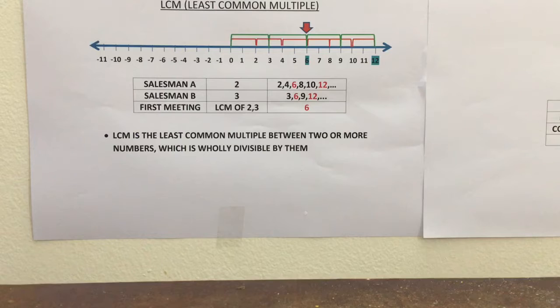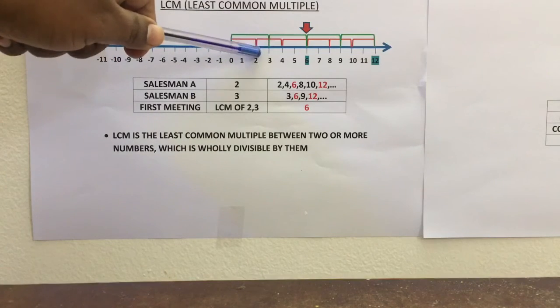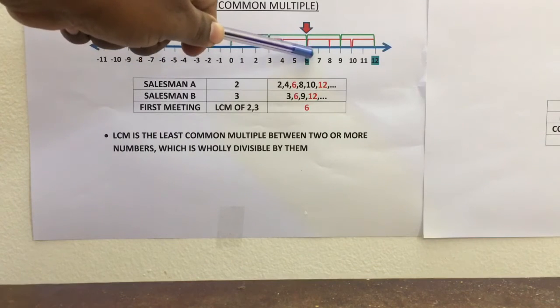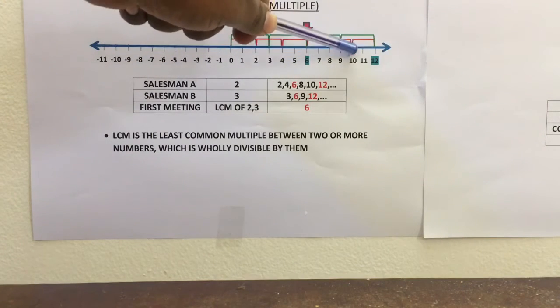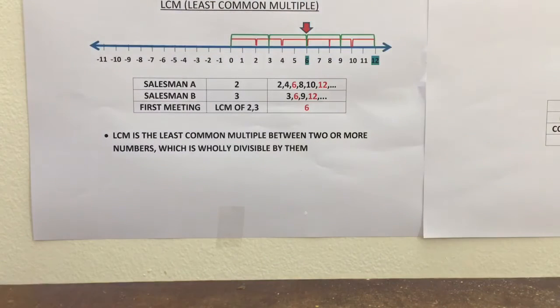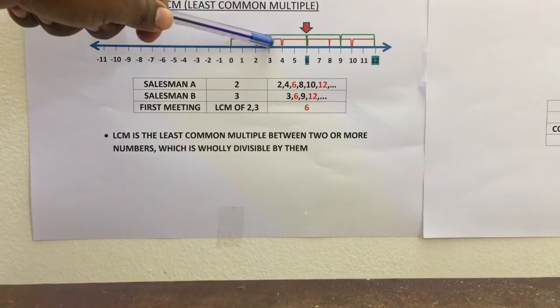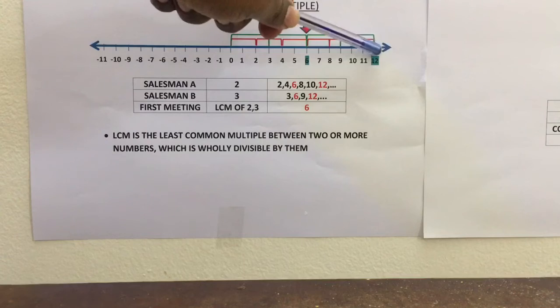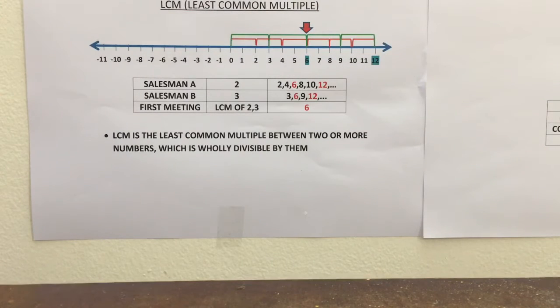The first salesman A meets me every 2 days, that is 2, 4th day, 6th day, 8th day, 10th day, 12th day, and so on. The second salesman B meets me at the 3rd day first time. So 3rd day, second time 6th day, 9th day, 12th day, and so on.